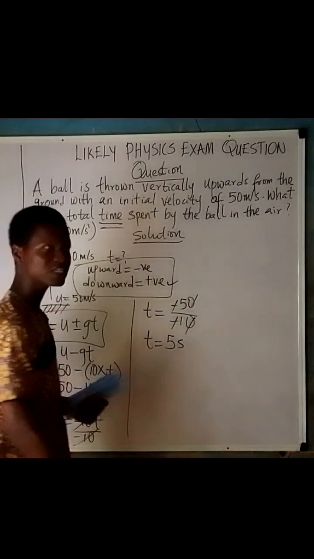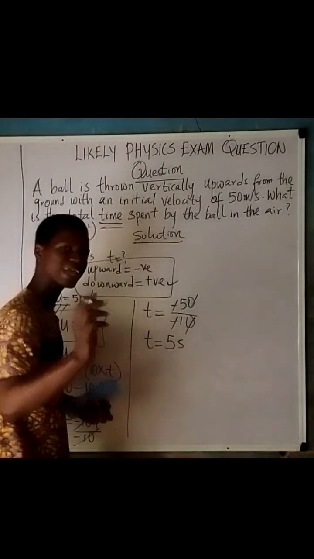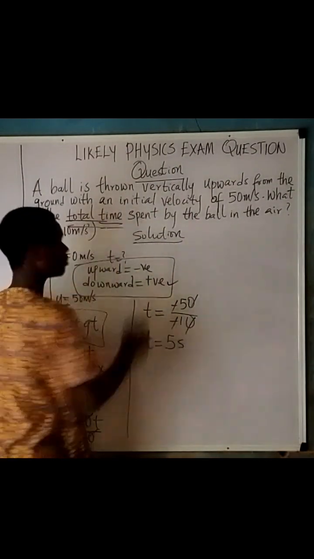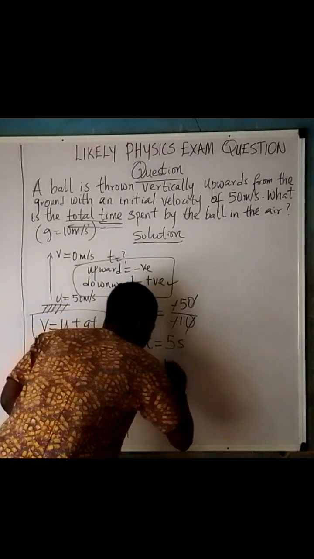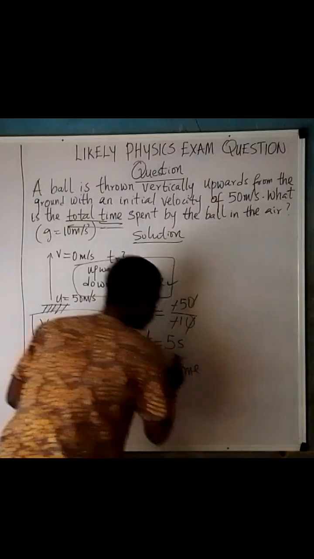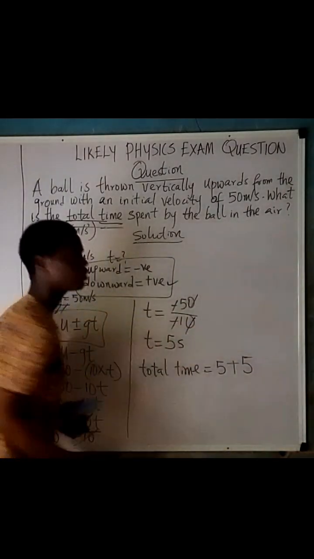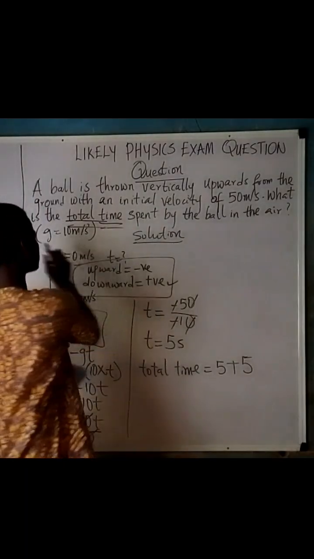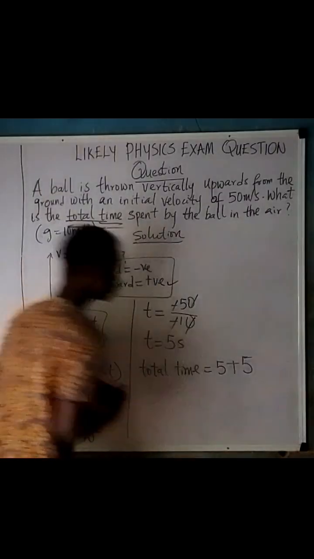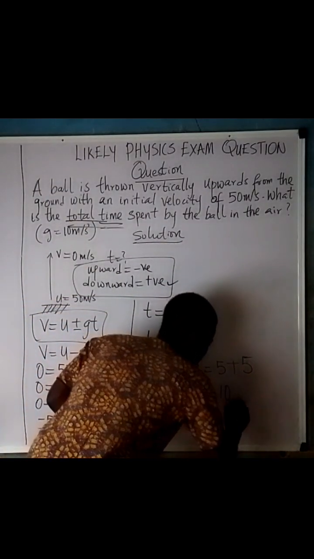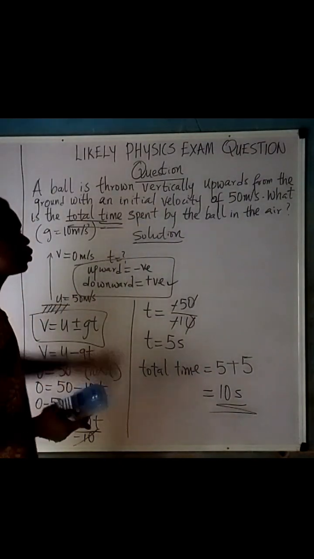It will also be 5. So the time taken to get to the maximum height is the same time it will take to drop to the ground. So to now get the total time, not just time, we'll say our total time is equal to 5 plus 5. This first 5 is the time it takes to get to the maximum height. This second 5 is the time it will take to drop to the ground. So everything will now be equal to 10 seconds. And this is the answer to this very question.